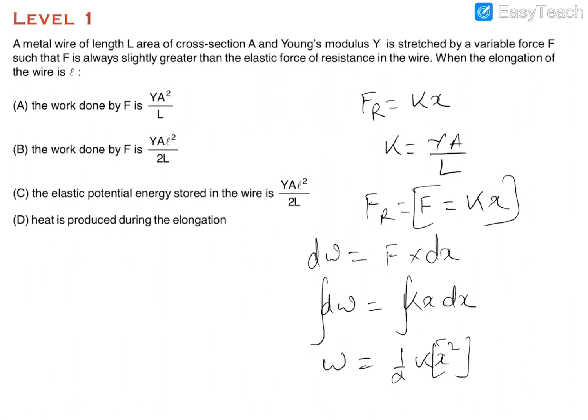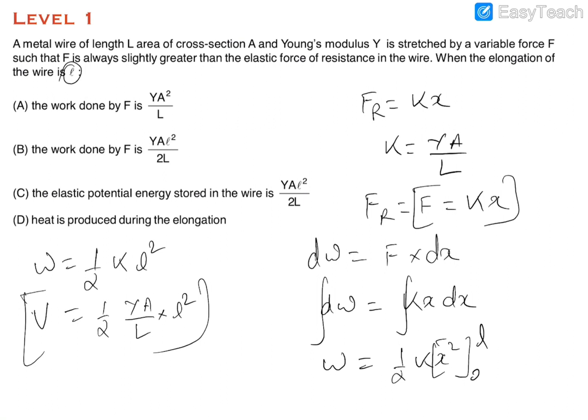Now x is the elongation developed, and the complete final elongation in the wire is L, so the limits are 0 to L. So work done in elongating this wire is half K L square. Now if we substitute the value of K, which is YA by L, and this is L square. This work done is stored in the wire in the form of elastic potential energy, and therefore the heat developed in the wire will be 0. So heat will not be produced in the wire, and the work done by this force will be YA L square by 2L, which is the elastic potential energy stored in the wire.